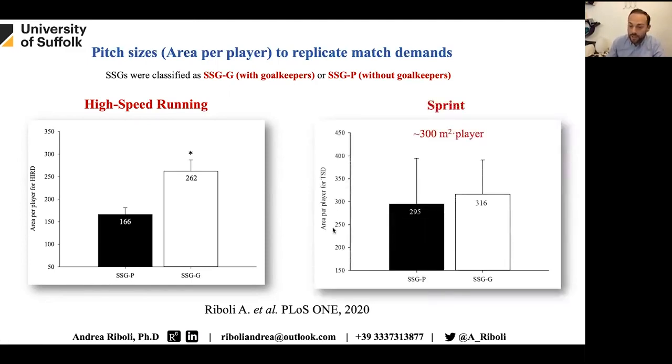For sprint, we found that for both small-sided game possession play and small-sided games with goalkeeper, we need about 300 square meters per player, so a significantly higher pitch size than that required to replicate high-speed running. And it is interesting to highlight that the area per player during official match demands is about 340 square meters per player. So an area per player similar to that required during official match demands is needed to replicate sprint distances using small-sided games, both with or without goalkeepers.